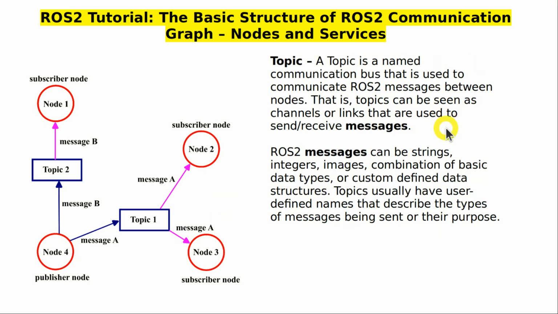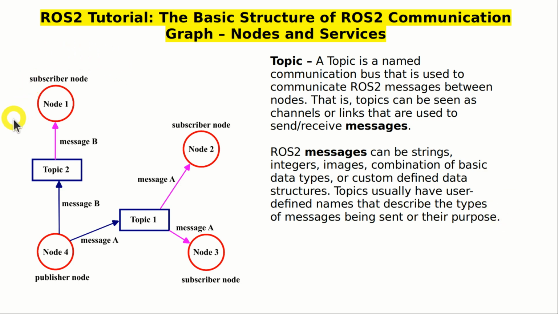Next, we define topics. A topic is a named communication bus that's used to communicate ROS2 messages between nodes. That is, topics can be seen as channels or links that are used to send or receive messages. ROS2 messages can be strings, integers, images, and a combination of basic data types, or even custom-defined data structures. Topics usually have user-defined names that describe the types of messages being sent or the purpose of topics.